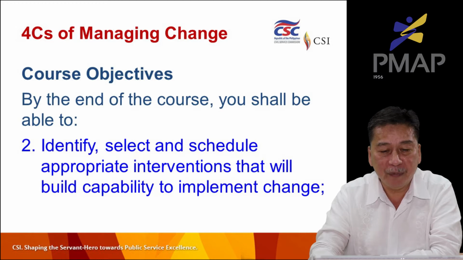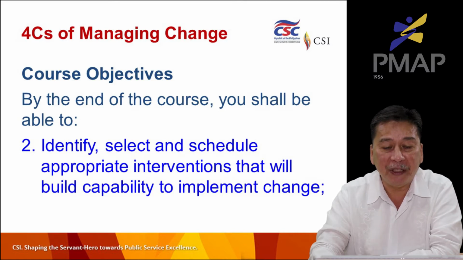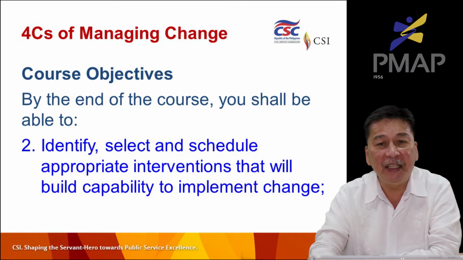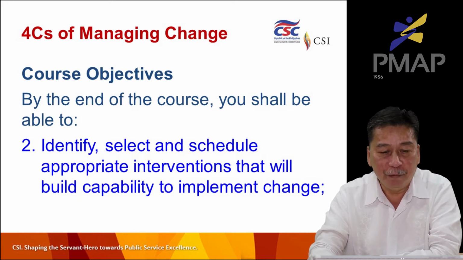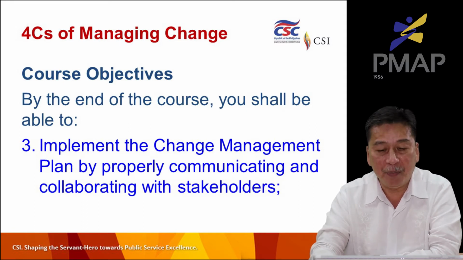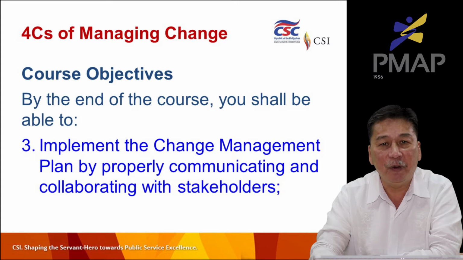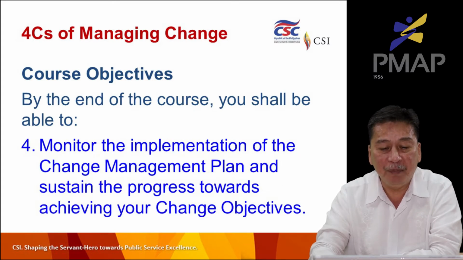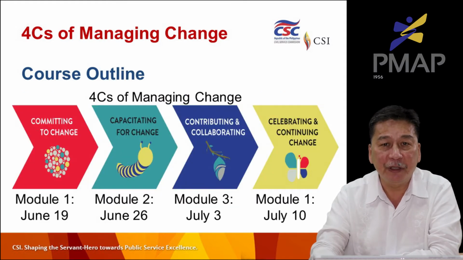For this module, our specific learning objective is to identify, select, and schedule appropriate interventions that will build capability to implement change. For the succeeding modules, we shall also learn to implement the change management plan by properly communicating and collaborating with stakeholders and monitoring the implementation of the change management plan and sustaining the progress towards achieving your change objectives. Given this, our outline is patterned of the forces of managing change, which has 4 stages.